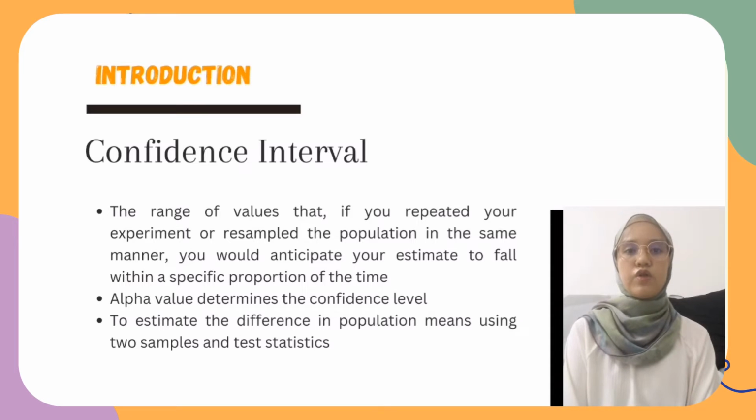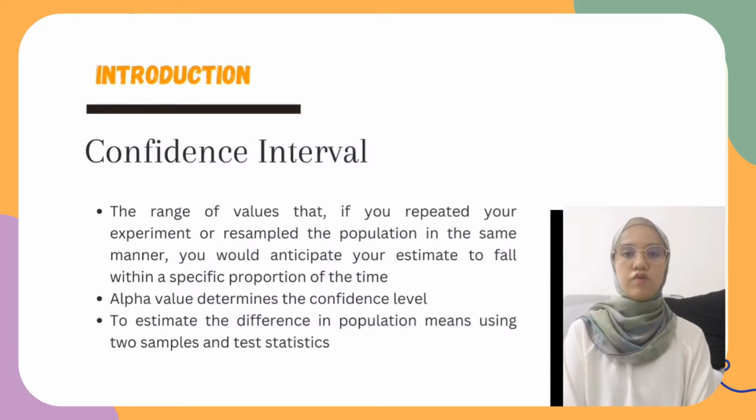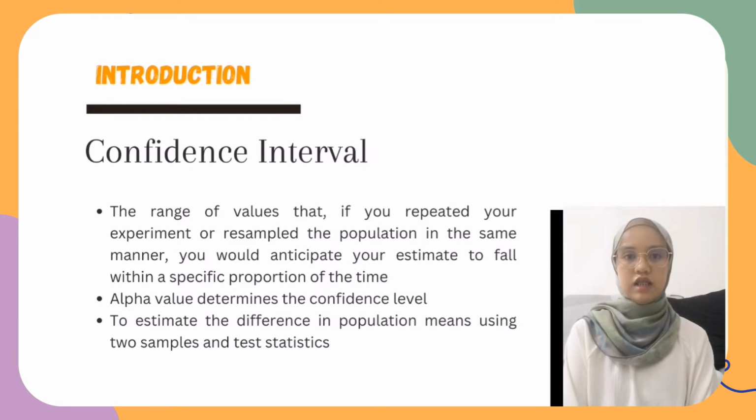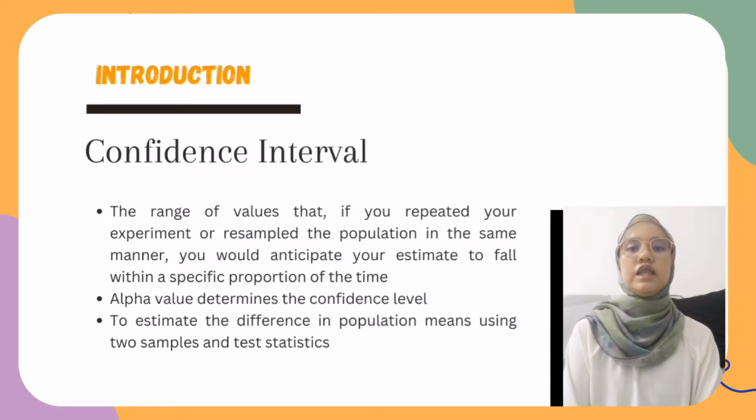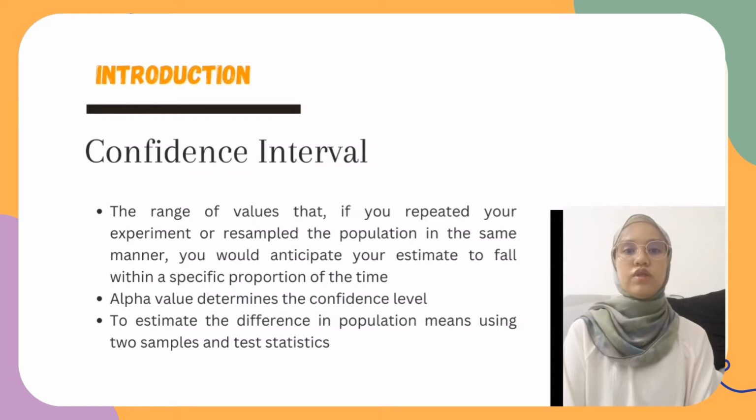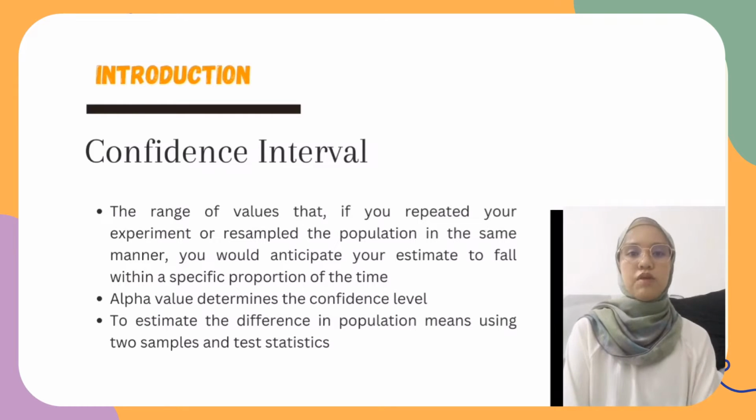Because the figure is based on a sample of the population you are investigating, there is always uncertainty when you generate an estimate in statistics, whether it be a summary statistic or a test statistic. The confidence interval is the range of values that, if you repeated your experiment or resampled the population in the same manner, you would anticipate your estimate to fall within a specific proportion of the time.